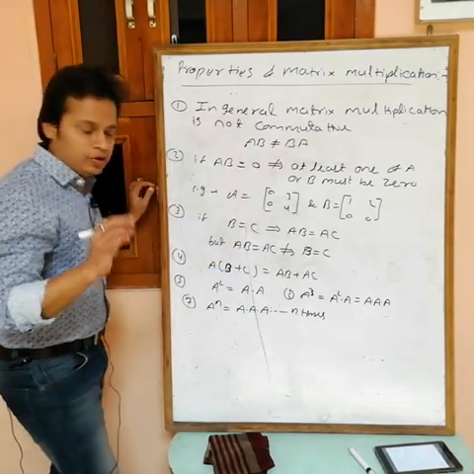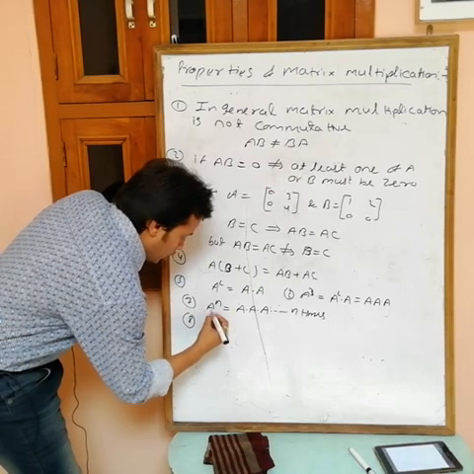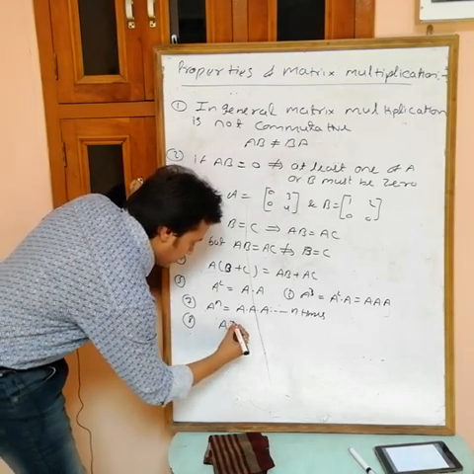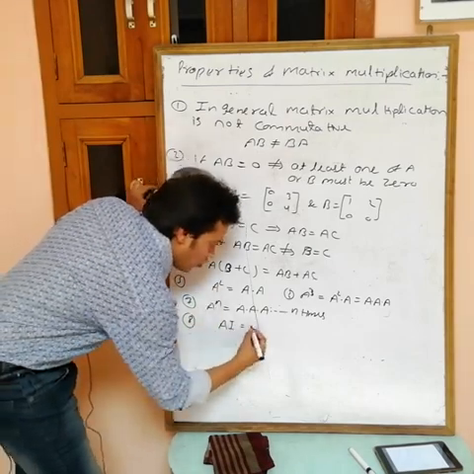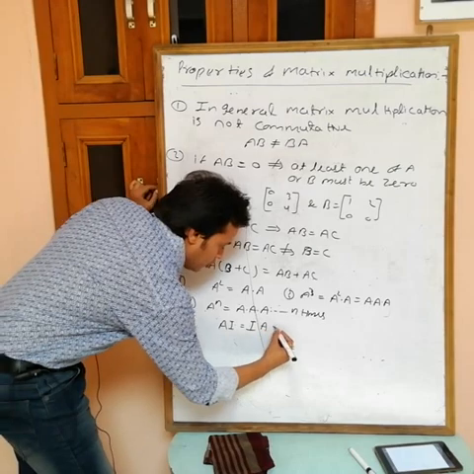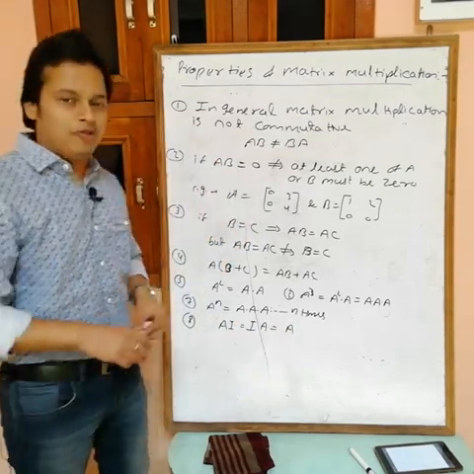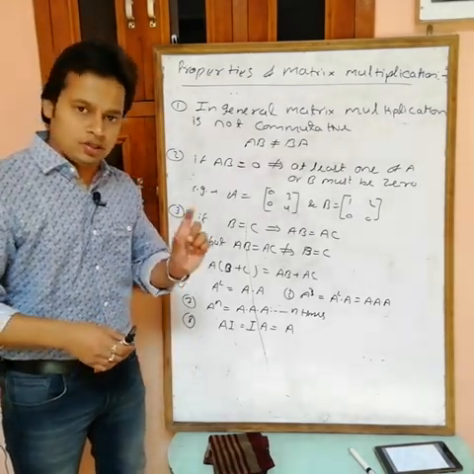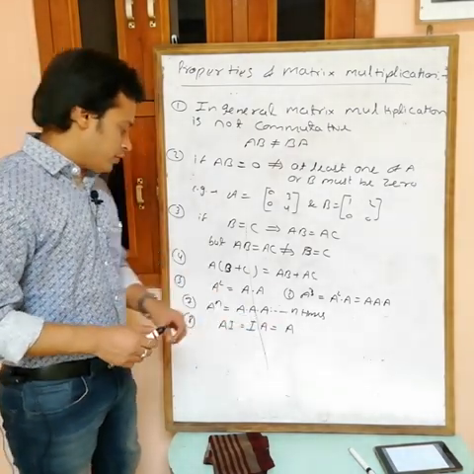Next, if you multiply any matrix with the identity matrix, it means multiply A into I or I into A, in both cases you will get A. If you multiply any matrix with the identity matrix, you will get the same matrix again. So A into I and I into A is equal to A.